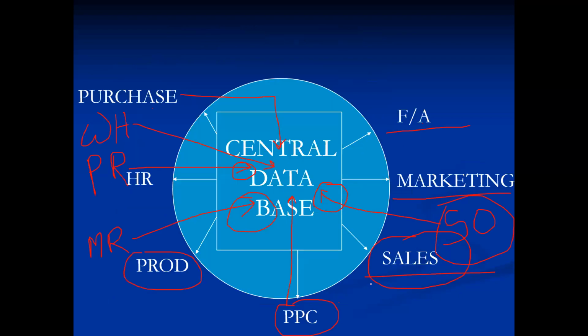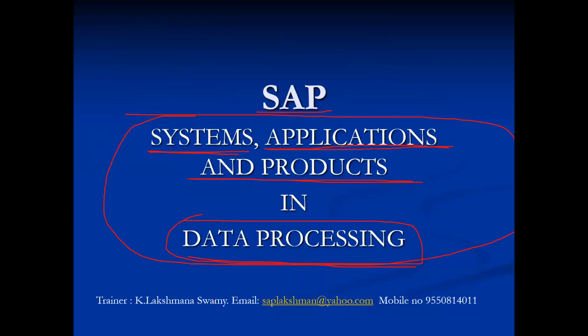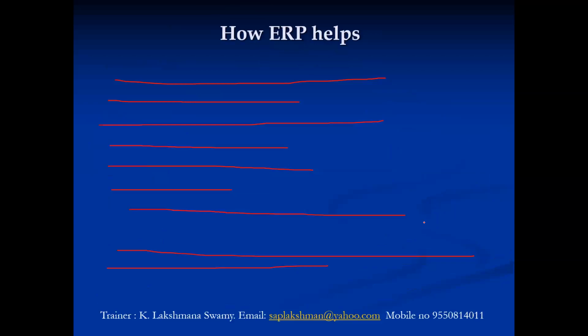Then SAP stands for systems, meaning some hardware requirements and also management information systems. Then applications. Applications means software products, right? Then some other products in data processing. That means SAP refers to some hardware requirements, some software, and some other products which can be used by organizations in their data processing needs to arrive at meaningful information, which is necessary for them to analyze the performance and also for taking strategic decisions. That is the actual meaning of SAP: systems, applications, and products in data processing. Right? This is the real meaning of SAP.